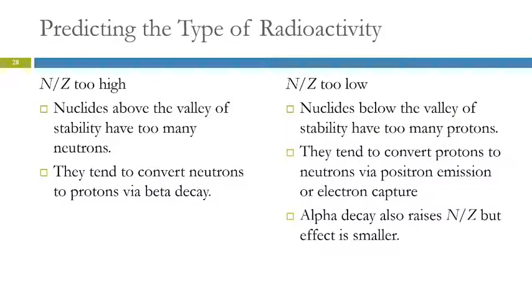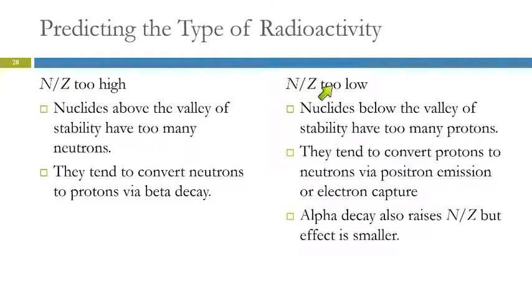So we can make some educated guesses in predicting the type of radioactivity by looking at that N to Z ratio, the number of neutrons to the number of protons. If the N to Z ratio is too high, we've got too many neutrons, and those nuclides will tend to convert neutrons into protons, and that happens via beta decay, the emission of electrons. So neutrons can turn into protons. That lowers the ratio, and the nuclide becomes more stable.